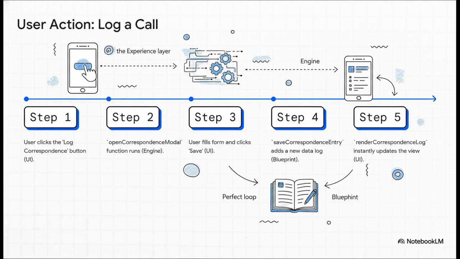That single click triggers a JavaScript function, Open Correspondence Modal, which is the engine waking up to show you a form. Then you type in the details and hit Save. That triggers another function, Save Correspondence Entry, which takes your info and saves it to the blueprint, the core data. And finally, a third function instantly updates the UI to show that new log entry you just made. See that? It's a perfect seamless loop between all three layers.